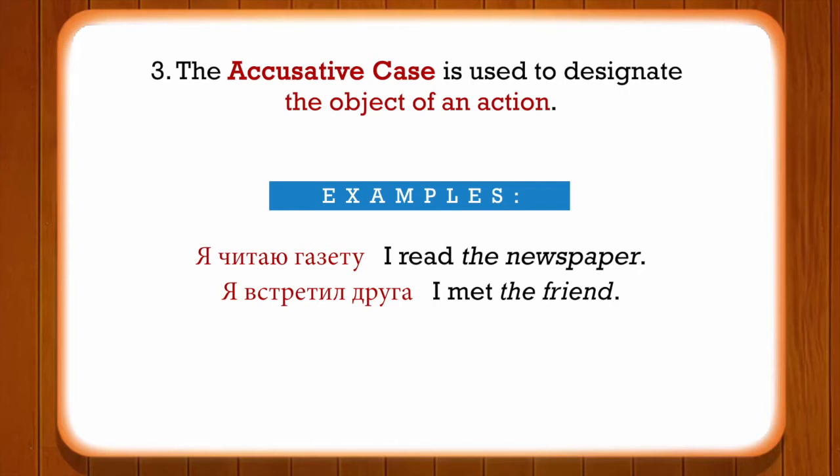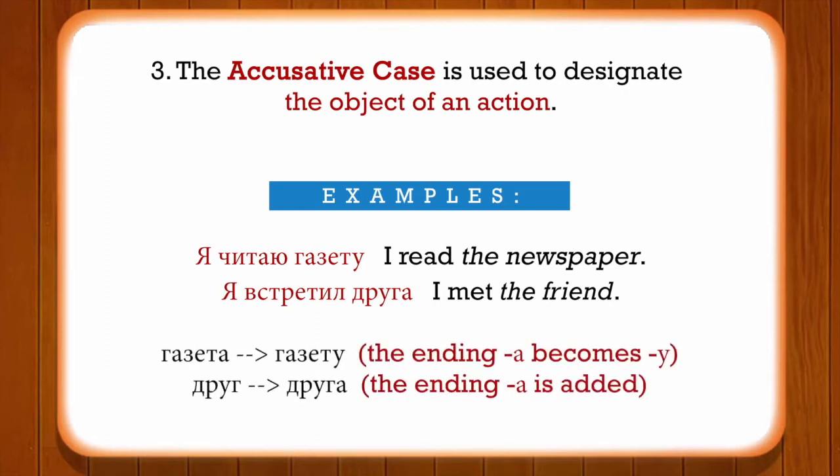Here you can see gazeta changes into gazetu, the ending a becomes u, and drug changes into druga, the ending a is added. So you have to understand it very clearly, the rules of the grammar, and as you know we always recommend you to note them down and discuss it with your family and friends so that you understand it in a proper manner.